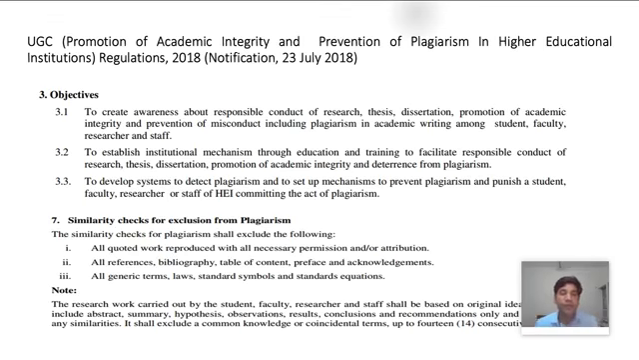In this regulation, UGC has made it very clear that before submitting the final version of your thesis to your department, there are certain exclusions which you can apply. You can exclude all the quoted work which you have reproduced with all necessary permission and attribution. All references, bibliography, table of contents, preface, and acknowledgement you can exclude. And all generic terms, laws, standard symbols, and standard equations you can exclude before submitting your thesis in your department.